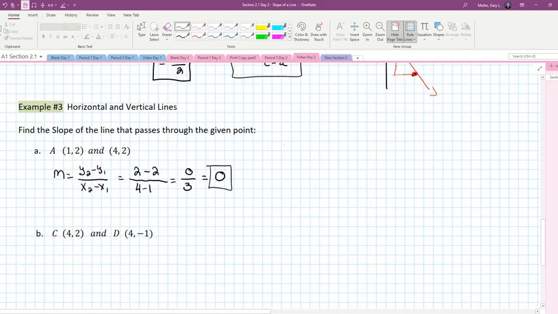Let's graph these and see what's going on. I've got the point 1, 2, and I've got the point 4, 2. 2, 3, 4, 1, 2. And if I connect these with a line, I can see that we're talking about a horizontal line.